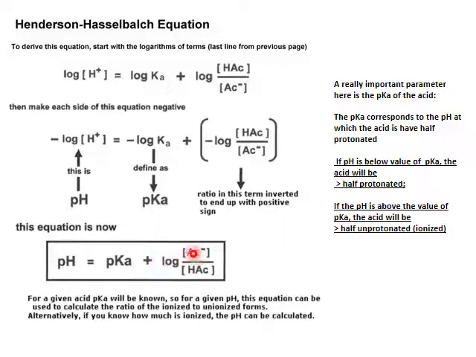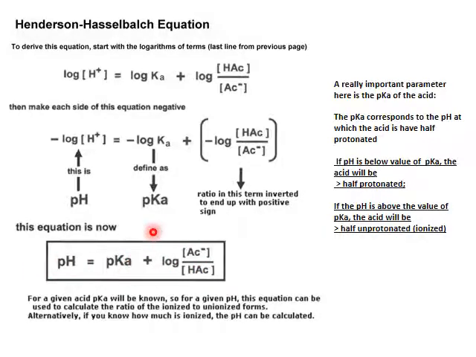So if we look at this ratio here, it's informative in terms of letting us know about the amount of conjugate base and acid forms. If we have equal amounts of conjugate acid and base, then this becomes the log of 1, which is 0, then the pH equals the pKa.